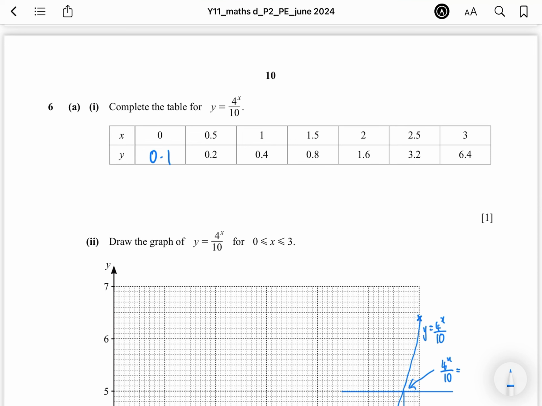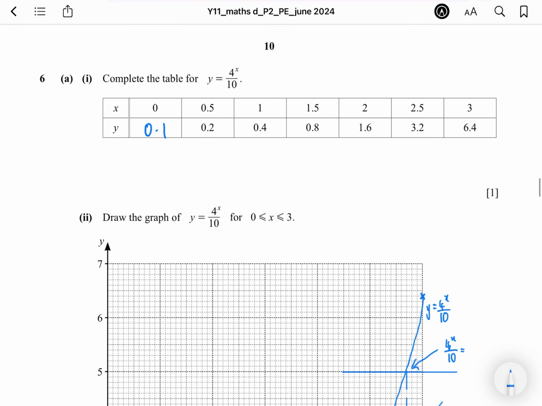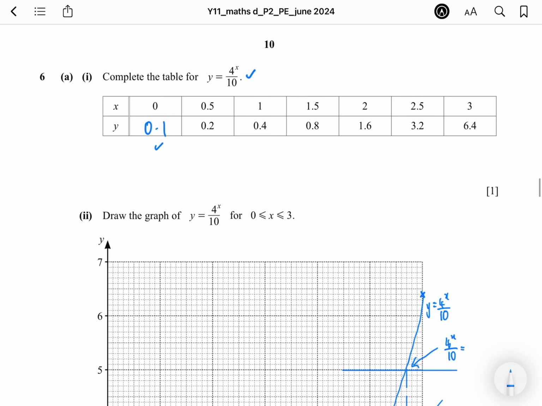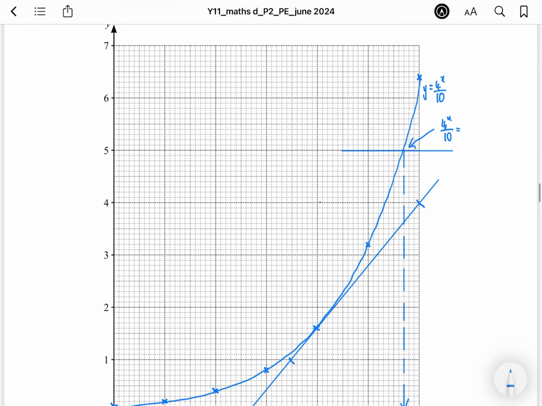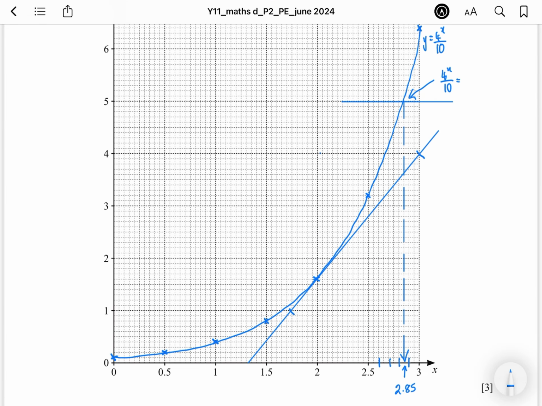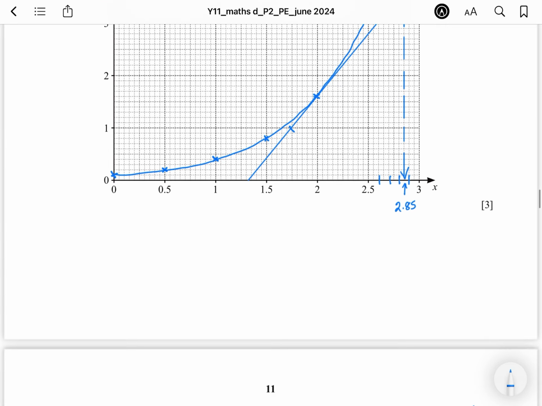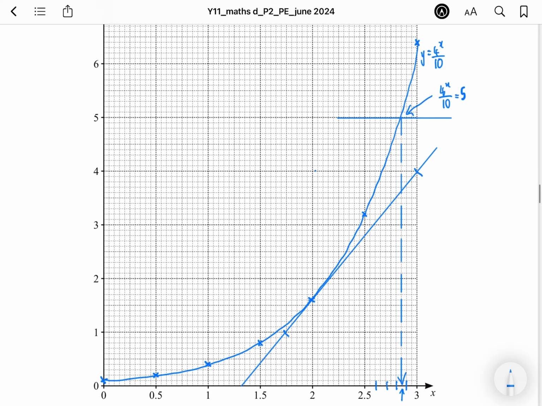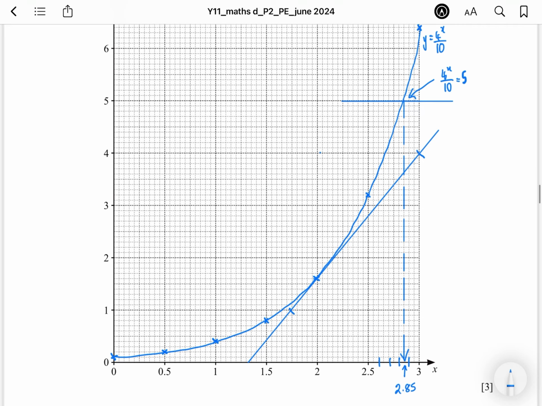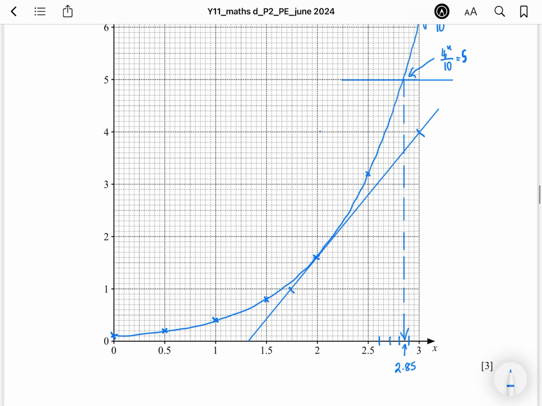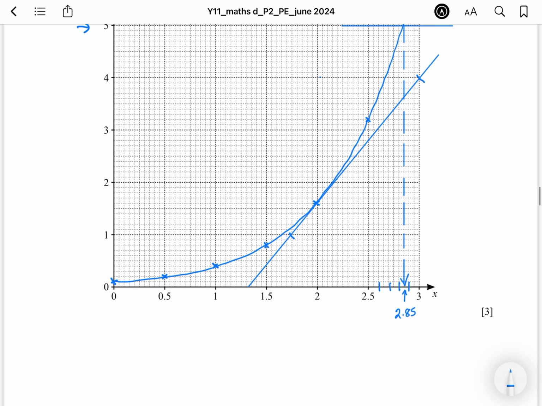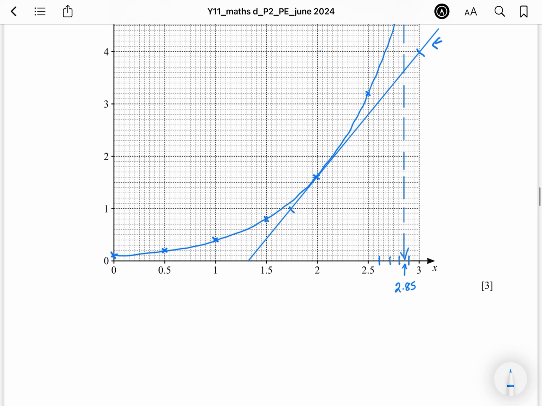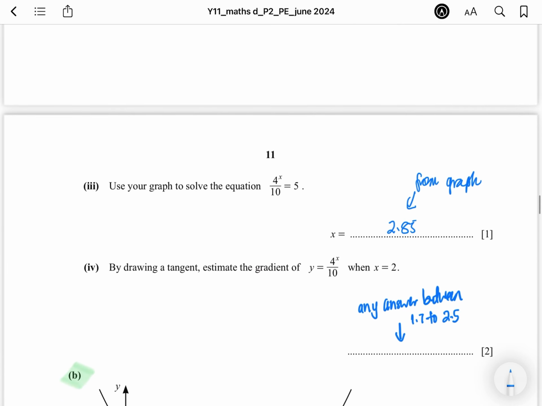Okay, the next one is a graph of function question. Substitute x equals 0 into the equation, you get y equals 0.1. Plot the points, join the points together, and you get those 3 marks. And you can see here some steps on solving for the power of x over 10 equals 5. So you get the answer, and then the tangent here. So that would be a solution there.